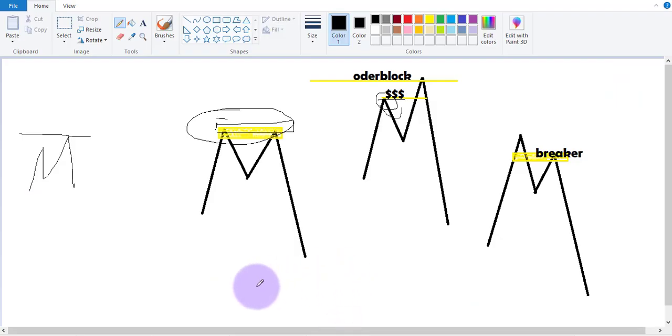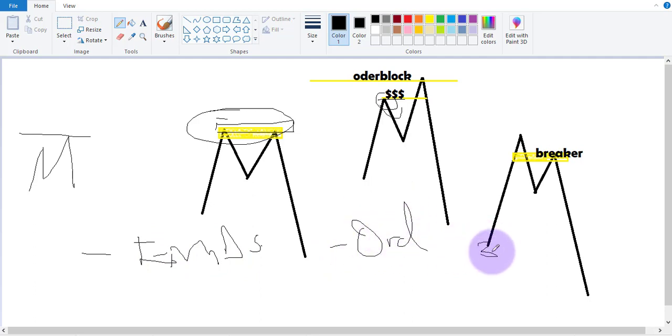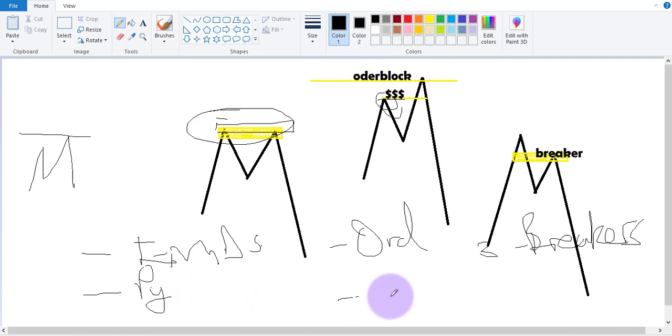So number 1, we need to see these patterns occurring at the EMAs. This is area number 1. Number 2, you guessed it right, order blocks. And number 3, breakers. Number 4, we can be looking to find these patterns at psychological areas. Number 5, quarter points. Number 6, we can be having these M patterns at major highs or major lows on our chart.